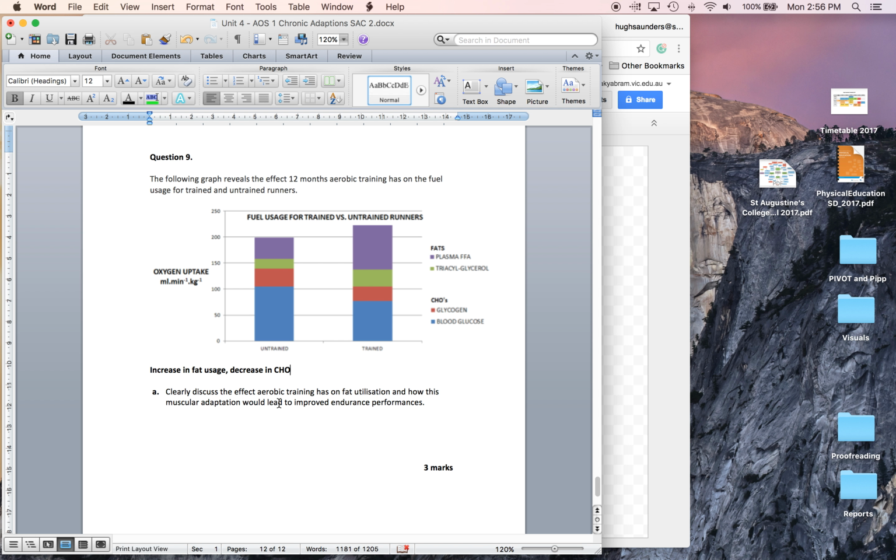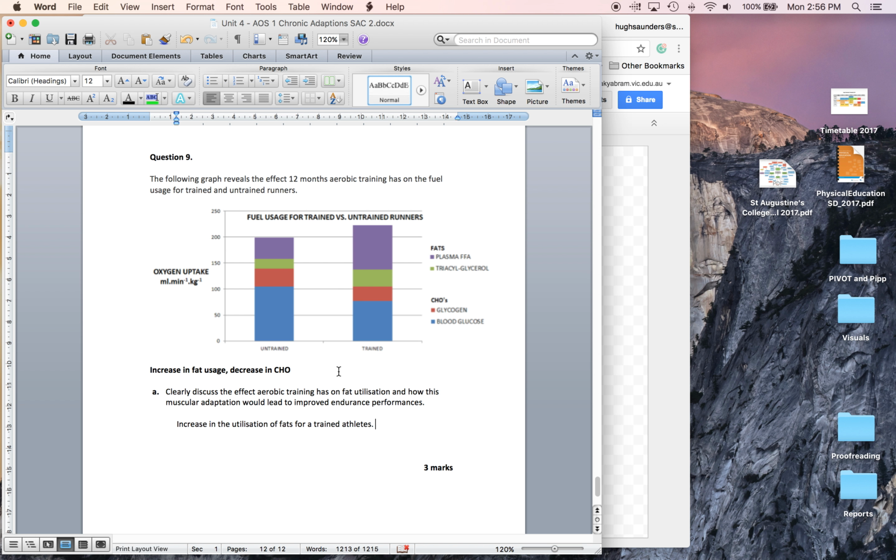So it's clearly discussed the effect aerobic training has on fat utilisation and how this muscular adaptation would lead to improved endurance performances. So this is testing our knowledge really of how the body uses fats and carbohydrates when you're trained and untrained. So basically, first of all, it's looking for your knowledge of the data there. And so what effect does it have on fat utilisation? So there is an increase in the utilisation of fats for a trained athlete.